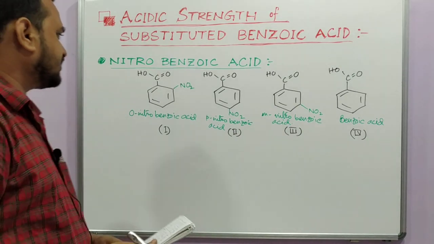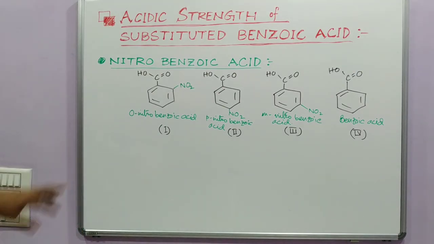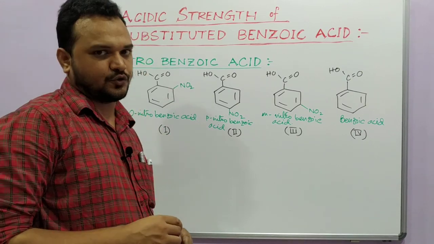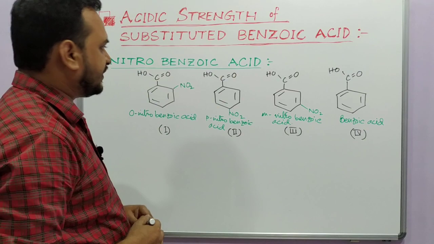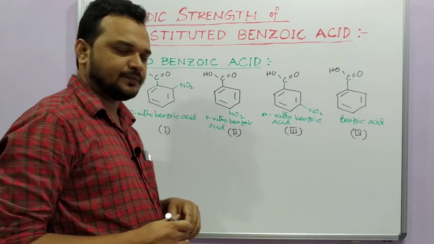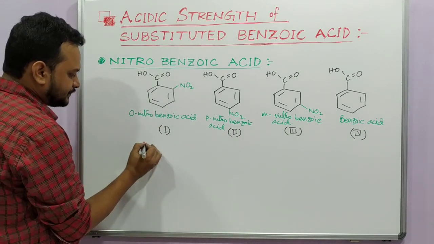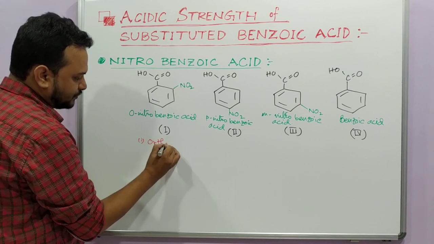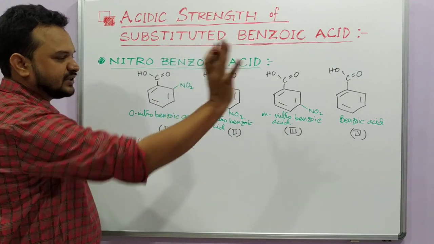So our first example is benzoic acid and nitrobenzoic acid. Okay, the substituent we have taken here is the nitro group. So as per the ortho effect, ortho-nitrobenzoic acid will be the most acidic among these 4. So here, what are the effects operating? Number 1 is the ortho effect, that is the most prominent effect, and just because of the ortho effect it is the most acidic out of the 4.